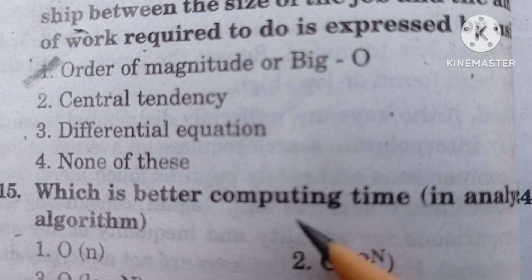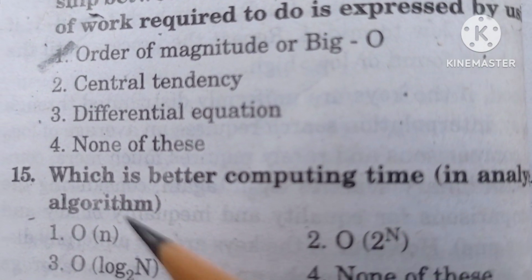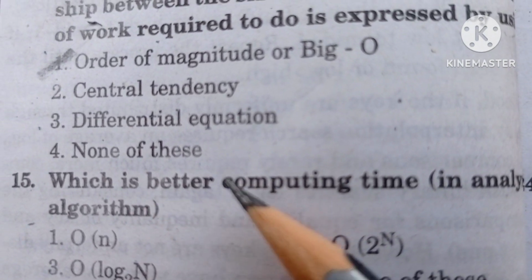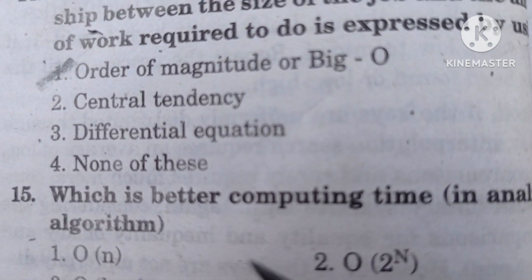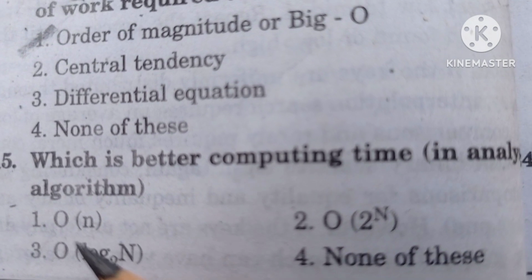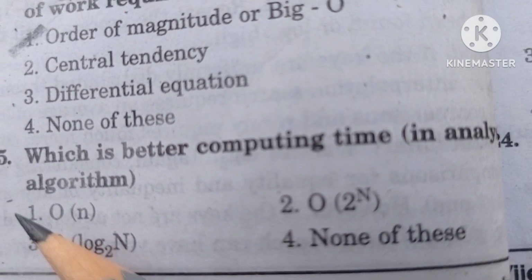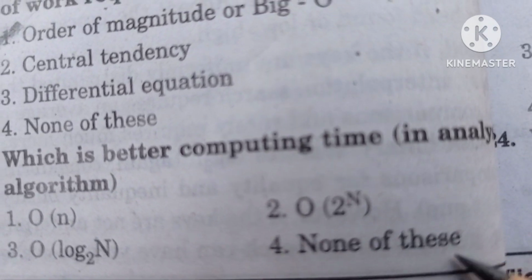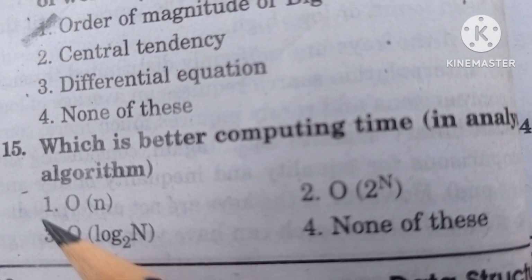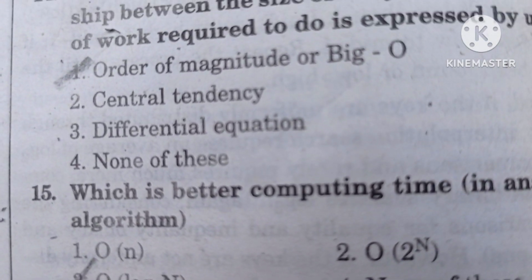Which is better computing time in analysis of algorithms? Options: O of n, O of 2 power n, O of log 2n, none of these. Answer is O of log 2n.